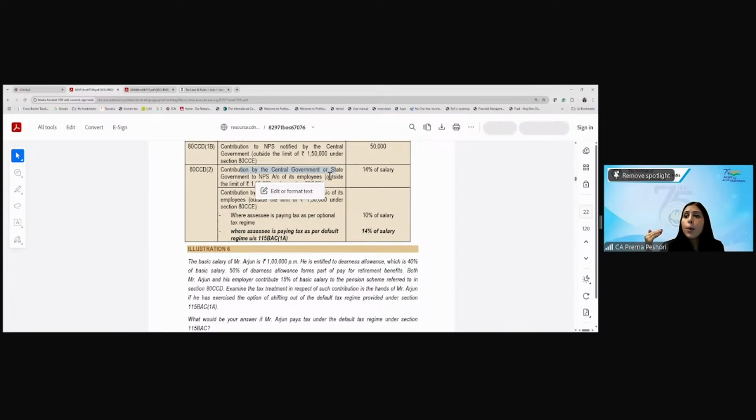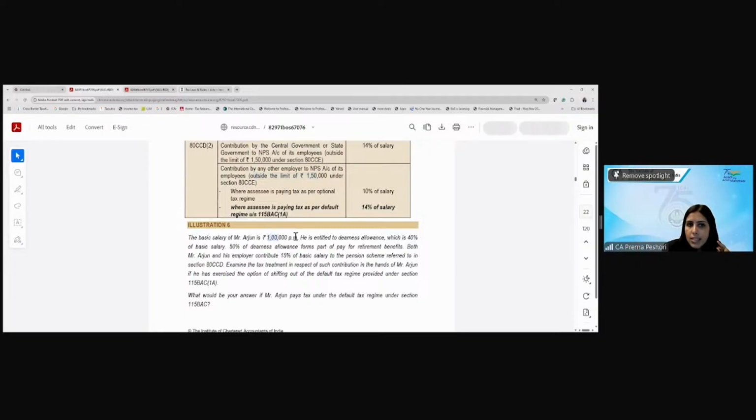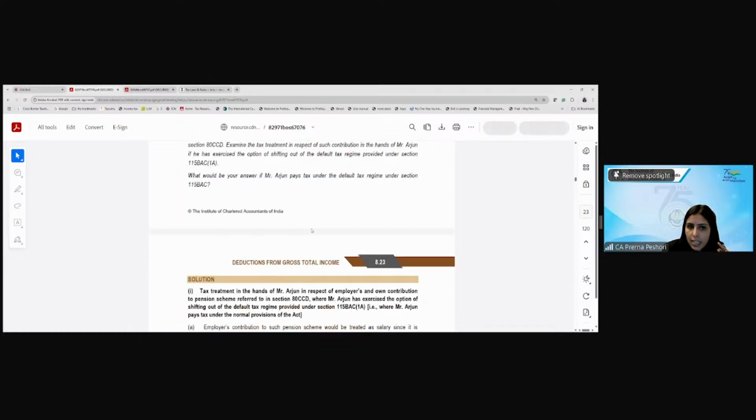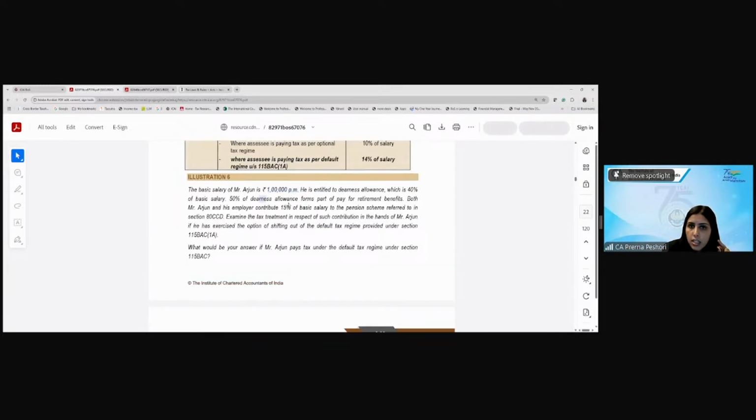It is over and above the 1.5 lakh that you get under 80CCD. Contribution by any other employer to the NPS account of the employee is 10% of salary if you go as per the old tax regime. If you pay the tax as per the default tax regime, it is considered as 14% of the salary. Are we getting that? So in that particular case, this is also outside the limit of 1.5 lakh. Now, here the basic salary is 1 lakh per month. He is entitled to DA, which is 40% of basic salary. So in that particular case, what will be the deduction available to him?